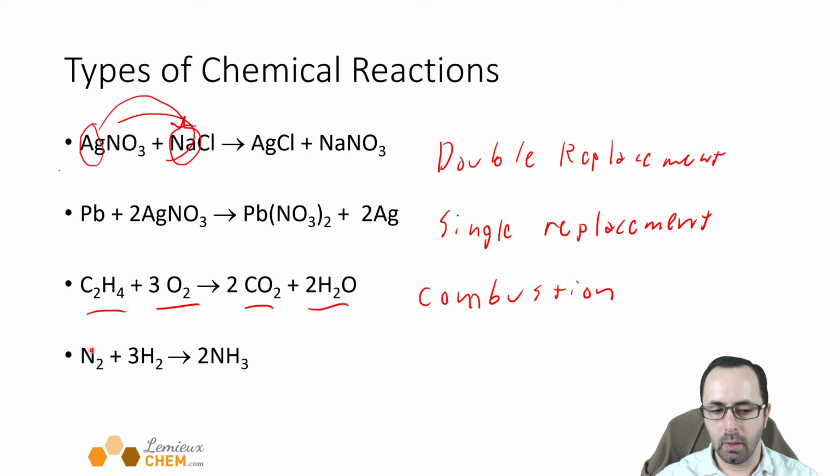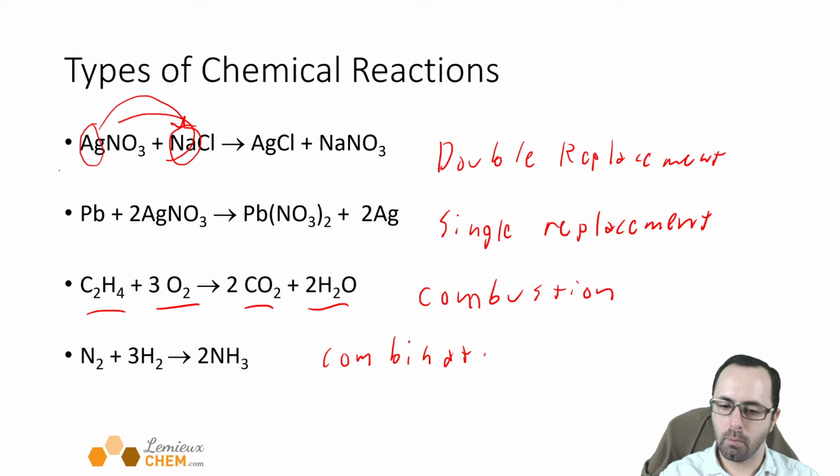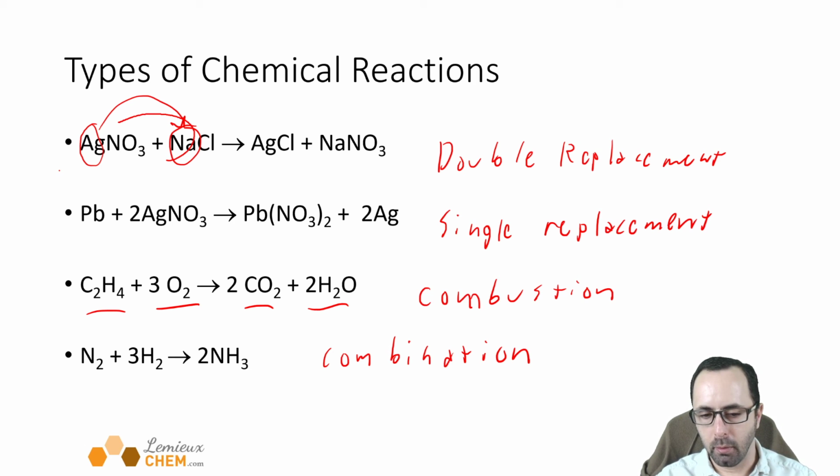Finally, here we have the element nitrogen reacting with the element hydrogen. It makes a compound NH3. So these two are combining into a compound. This is a combination reaction. And so you should be able to do that on the homework. I've got some where I tell you to identify the reaction and also to balance it.